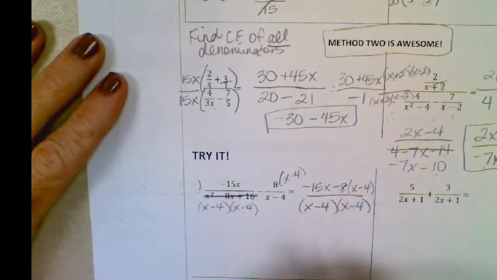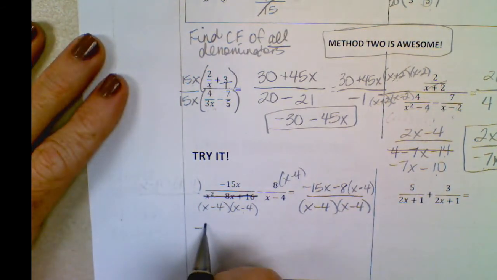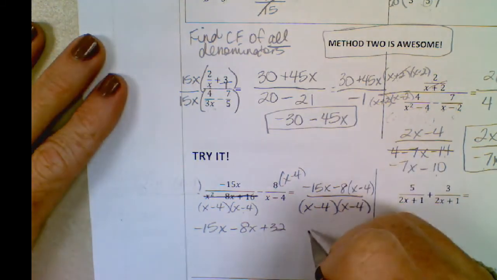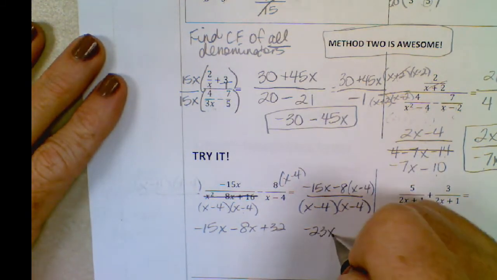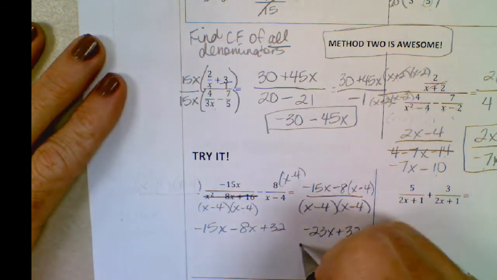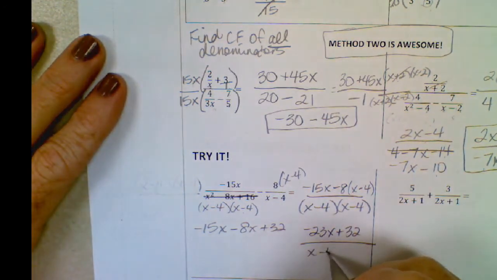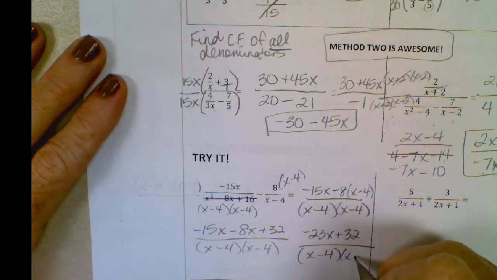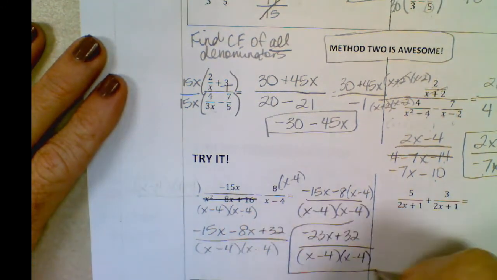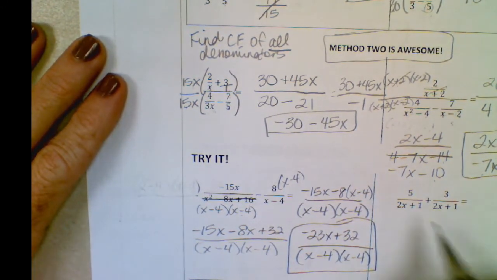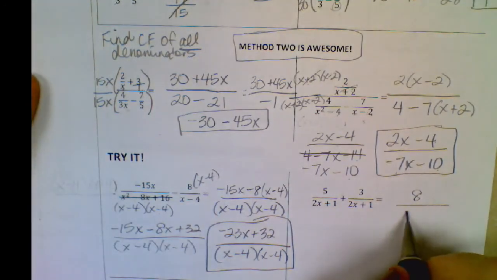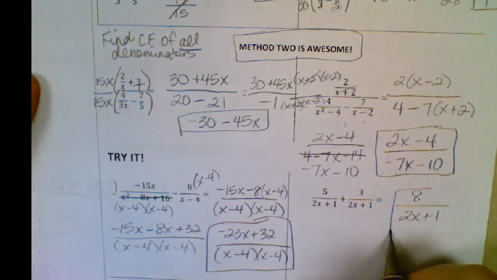Now I kind of need to clean up that top a little bit. So I get negative 15x minus 8x plus 32, which gives me negative 23x plus 32. And on the bottom I just have x minus 4. It would have been over here too. Just rewriting. And x minus 4. Okay. Here we've got same denominators, nice and easy, just add the top, 8 over 2x plus 1.